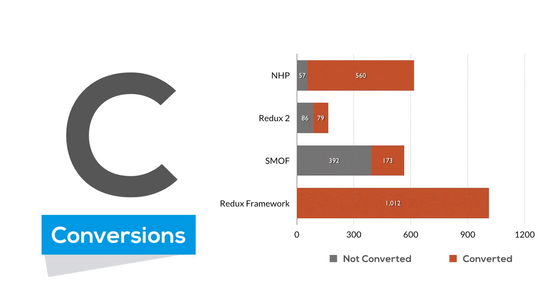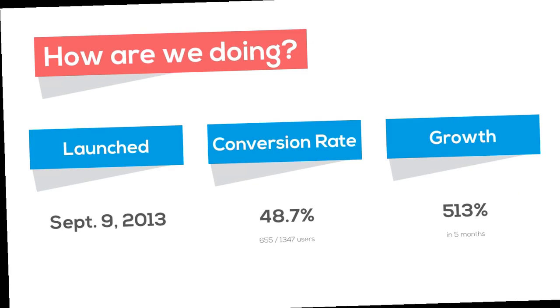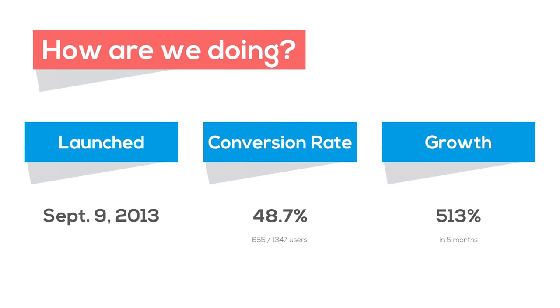So if you can see, here's our progress. These are statistics taken from the GitHub API of usernames who have contributed to the different projects and how many have actually interacted with us on Redux Framework, the new repo. So we have a pretty good conversion rate. We're doing pretty well. We're at 48.7%. And when you think about that, SMOF only converted with us a couple weeks ago, like a month maybe.